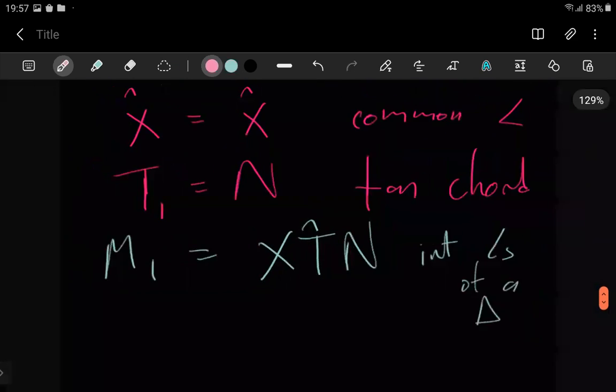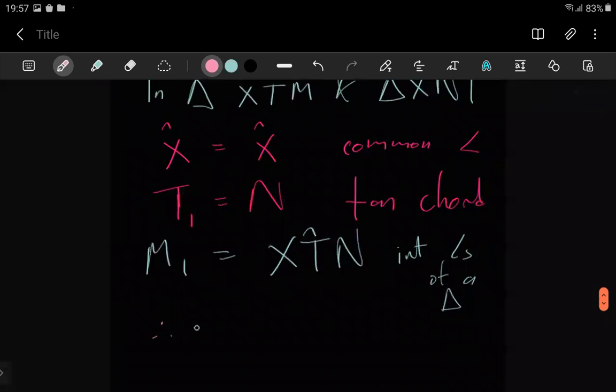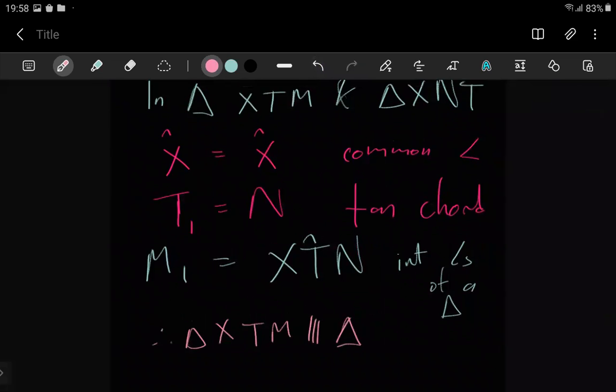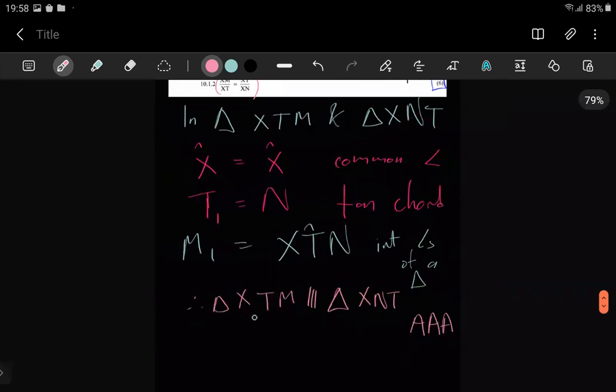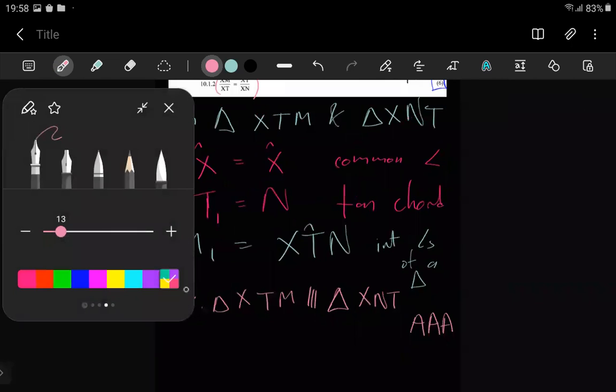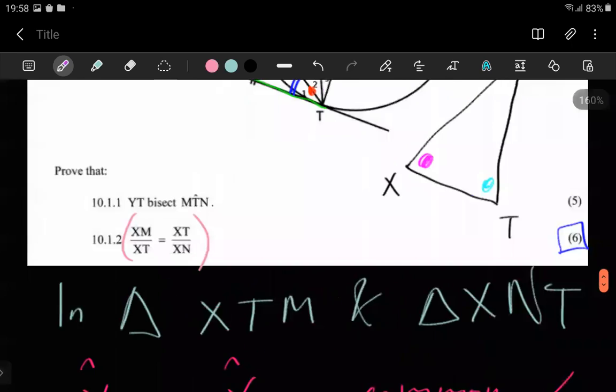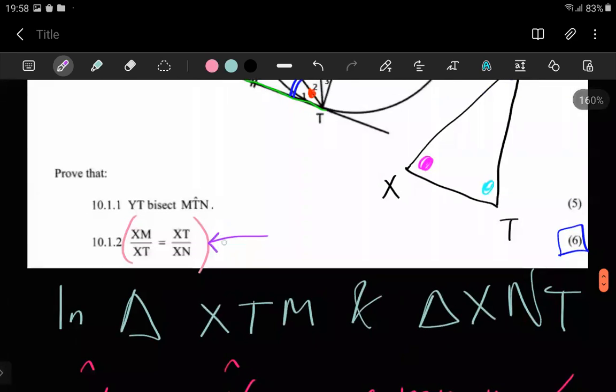So based on what we have said, now we can say, therefore, triangle XTM is similar to triangle XNT. The reason for writing this, as we've said, is just angle, angle, angle. Now, it is important that we labeled our triangles like this, because if you don't label your triangles correctly, it'll be very difficult for you to end up with this.